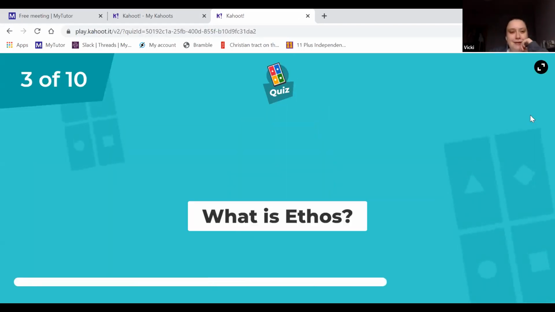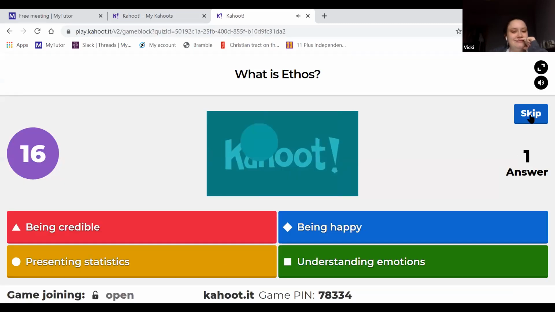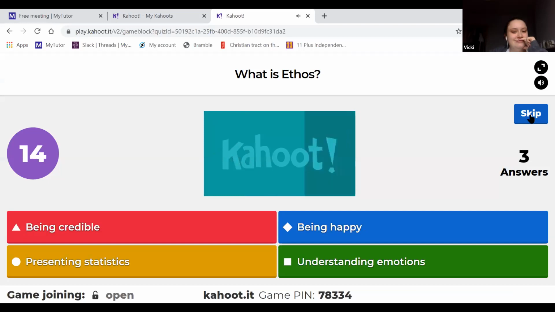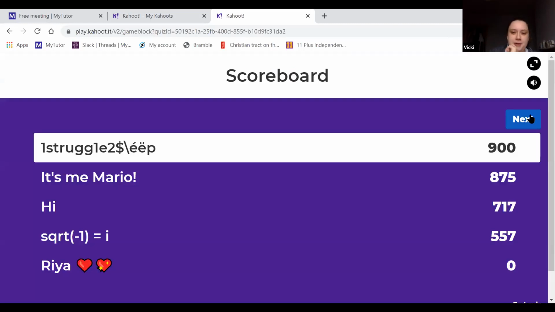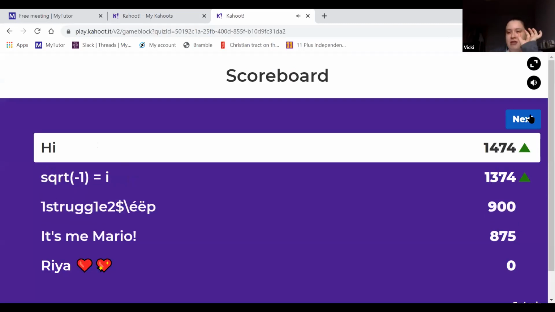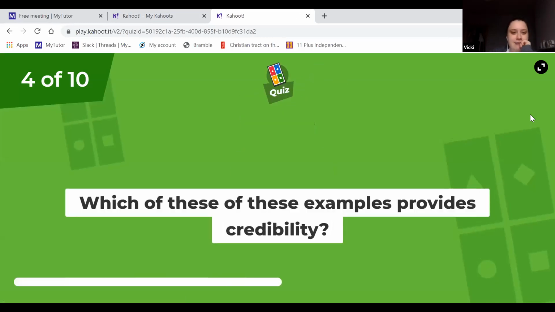So what is ethos? Yeah, so ethos is being credible. So having credibility, so that might be you work in a particular industry and you're an expert, that sort of thing. But don't worry, I will talk them through with you guys, and hopefully at the end of the lesson, we'll be banging these out really quickly.